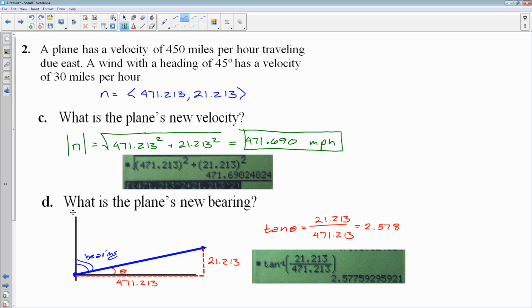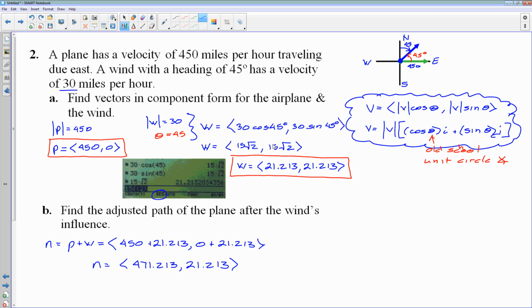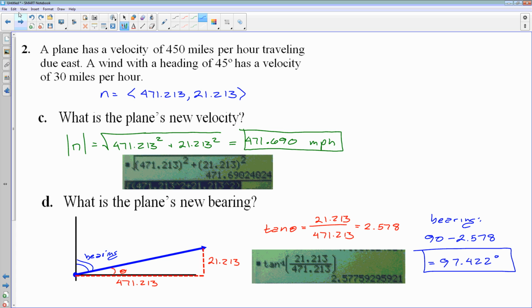The bearing is measured from due north. So my bearing, I will simply subtract that from 90 degrees. So my bearing is going to be 90 degrees minus that answer, 2.578, which would give me 97.422 degrees as the bearing. So there we are. Two problems. The hardest part is getting these vectors right here. So there you go. We'll polish this out later.